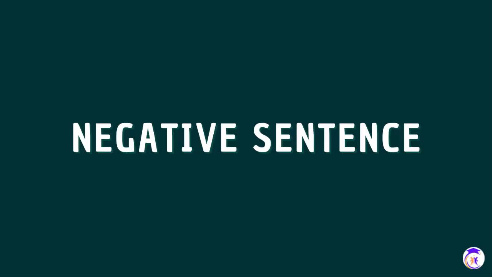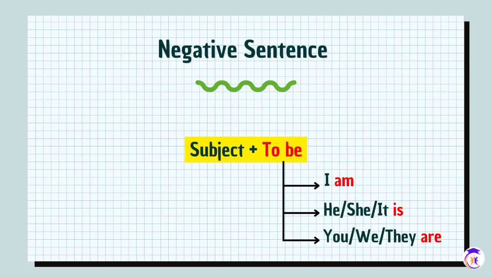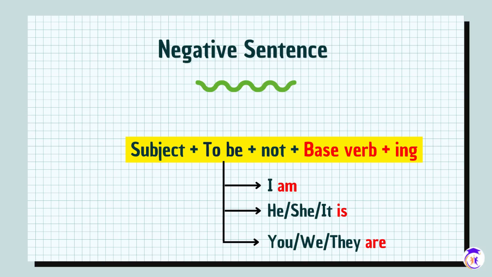Now, let's learn how the present continuous tense works in negative sentences. To form the negation of the present continuous, we start the sentence with the subject, followed by the auxiliary to be conjugated in the present tense. Then, the negation word not, and the main verb in the ing form.